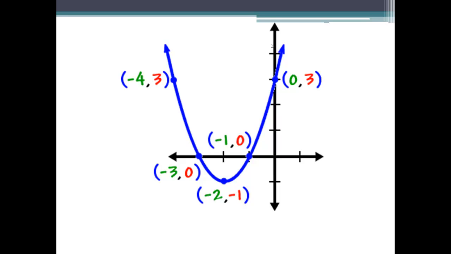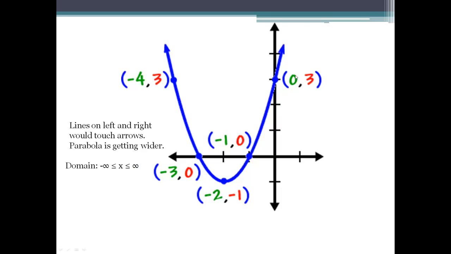Okay, so let's look at example number 1. If we were to draw lines on the left and right, we can see that our lines would touch arrows on the left and on the right. So we're not going to draw those lines because we know that the parabola is not limited on the left and right. It's going to continue getting wider. So that means that the domain goes from negative infinity all the way out here to positive infinity all the way out here. Another way of writing that is to use the all real numbers symbol.